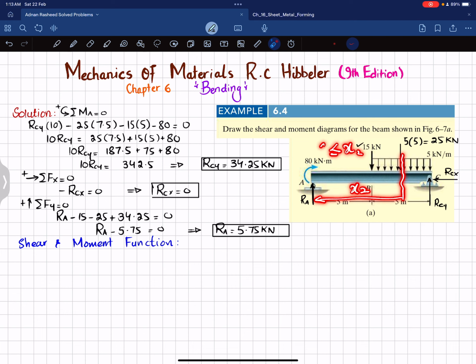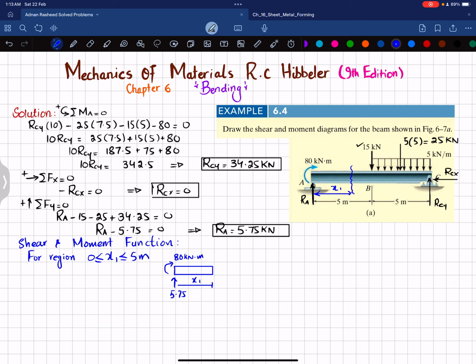So let's section it for region X1, which is greater than or equal to 0 and less or equal to 5 meter, or less than 5 meter, you can say. So what we will do is that we will section the beam over here. Let this will be your X1, clear, and we will draw the free body diagram over here as well. So this is your point A. We have RA, which is 5.75. This distance is X1. Here you have a moment which is 80 kilonewton into meter.